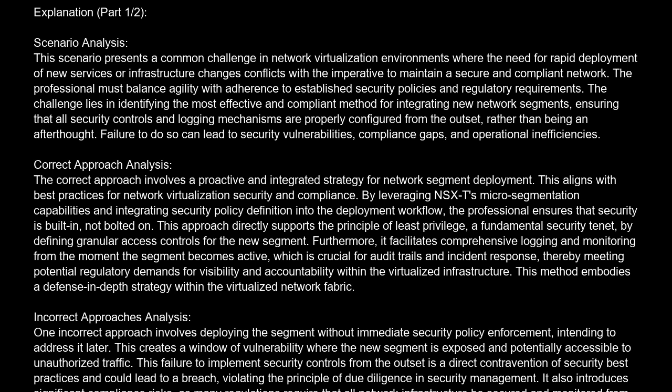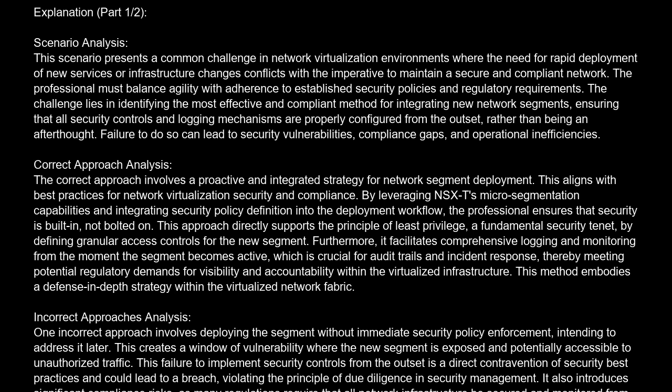The challenge lies in identifying the most effective and compliant method for integrating new network segments, ensuring that all security controls and logging mechanisms are properly configured from the outset, rather than being an afterthought. Failure to do so can lead to security vulnerabilities, compliance gaps, and operational inefficiencies.